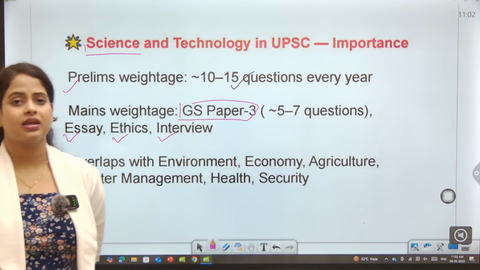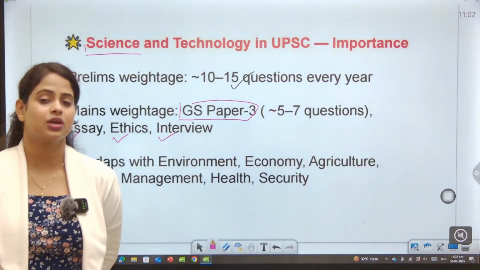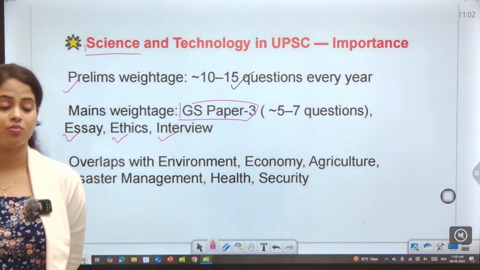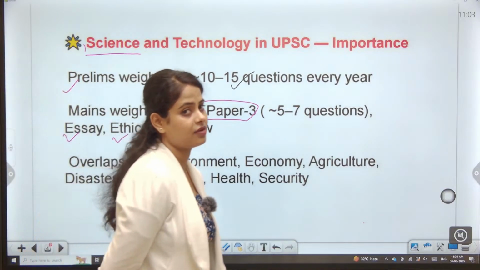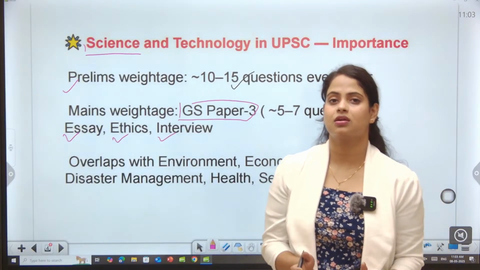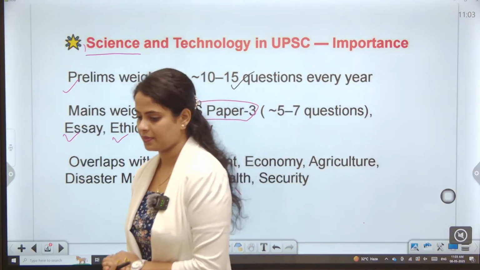Guys, science and tech is equally linked with current affairs. So how much you are updated with current affairs, that much you can write, or you can catch and link with the science and tech.